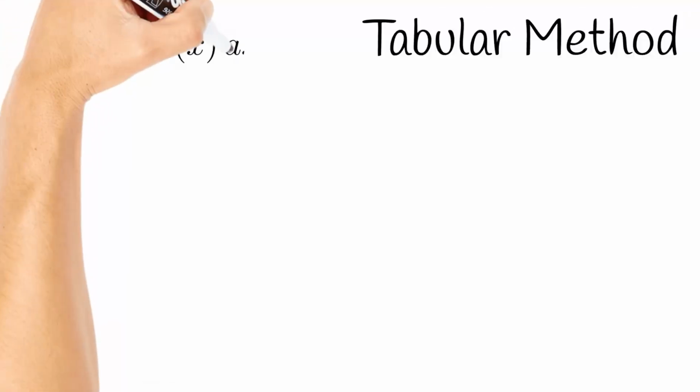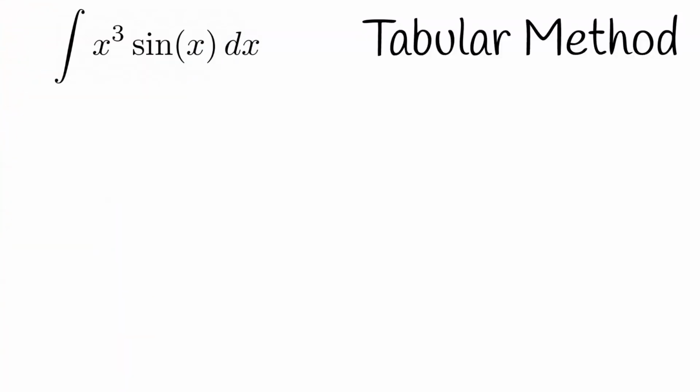In our first example, we're going to compute the integral of x cubed sine of x dx. One type of problem where this method particularly shines is when you have an integral whose integrand is a product of a polynomial and another function that's relatively easy to take the antiderivative of. In this case here, sine of x is really easy to take antiderivatives of, and x cubed is a polynomial.